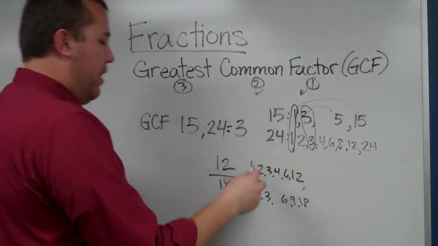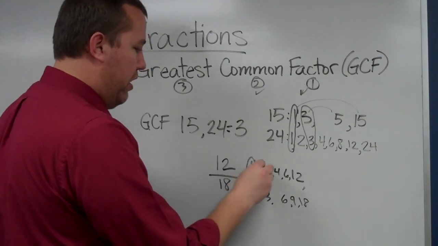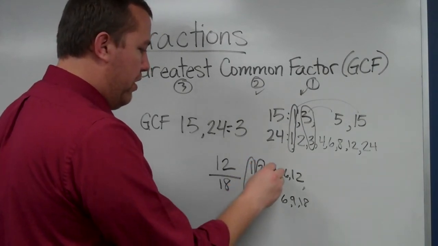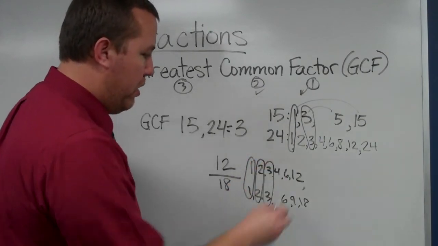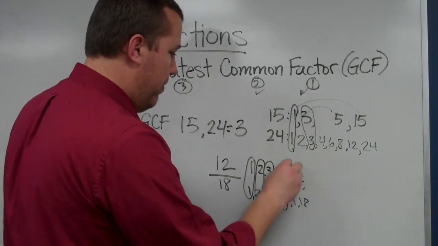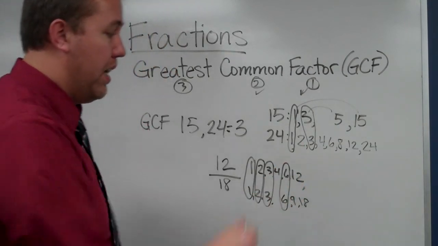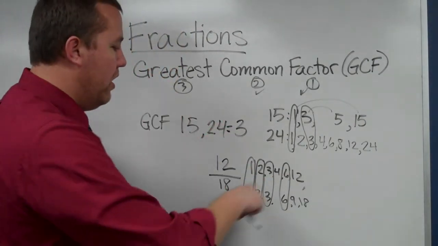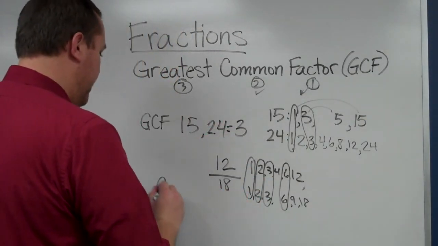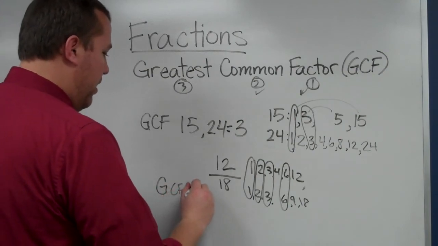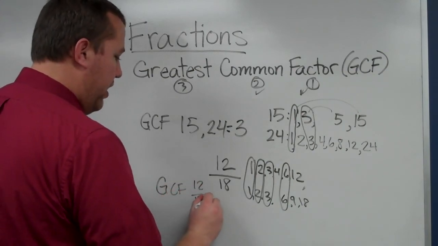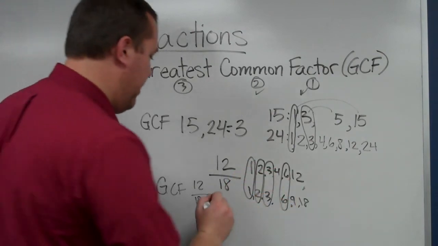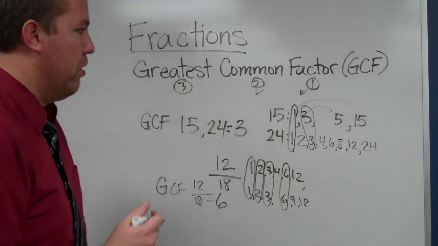Listed them. Find the commons. I like to circle them just so I don't miss anything. 1 and 2 are the same. 3 is the same as well. 6 is the same also. Nothing else is common or the same between these two lists. So the greatest common factor, or the GCF, of 12/18 equals the biggest same factor, 6 wholes.